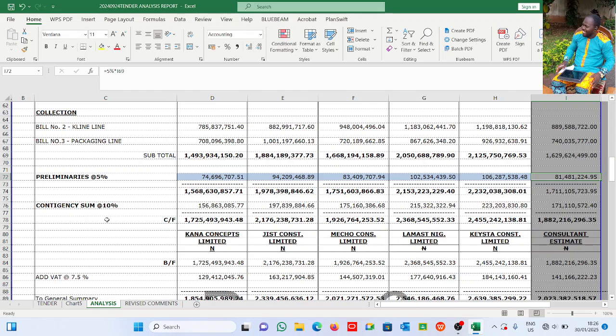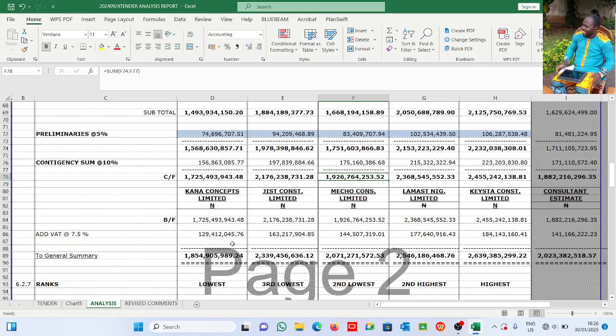Now the same thing also, contingency is 10%. This is having summed. We have these. Contingency is 10%, so 10% of this, 10% of this, 10% and 10%. All right, now I haven't done the contingency. You sum up. This is what we have after contingency.